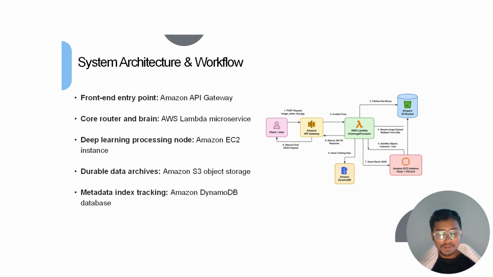This Lambda function then grabs the raw image bytes from the Amazon S3 storage bucket and sends them over the network to my Amazon EC2 instance. And then the EC2 server runs the YOLOv5 model code and figures out what objects are inside.